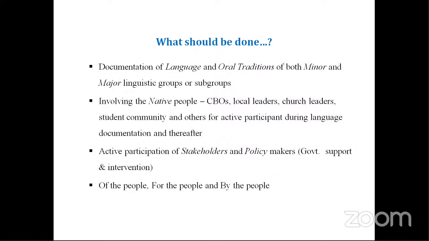By the people, let them use. So it's of the people, for the people, and by the people. So we have to give them back what we do. That is what we do. And they feel really good when you give them back something, because they love to see it.